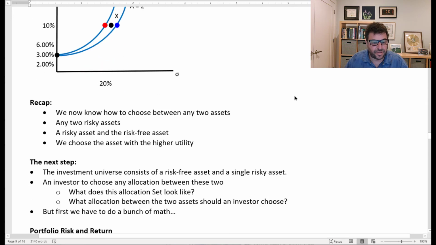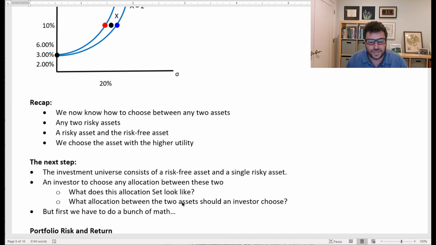The next step is an investment universe that consists of a risk-free asset and a single risky asset. But now we're going to allow the investor to choose any allocation between these two. So you can be 100% in the risk-free and 0% in the risky, or you can be 99 and 1, or 98 and 2. Now you can allocate any way in between these two assets. So what does this allocation set look like? What does the allocation between two assets, one that's risky and one risk-free, what does your opportunity set look like? And then how should you allocate?